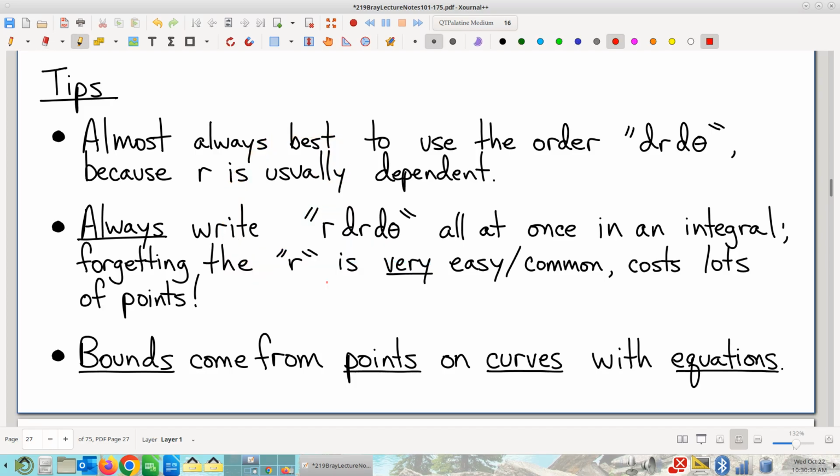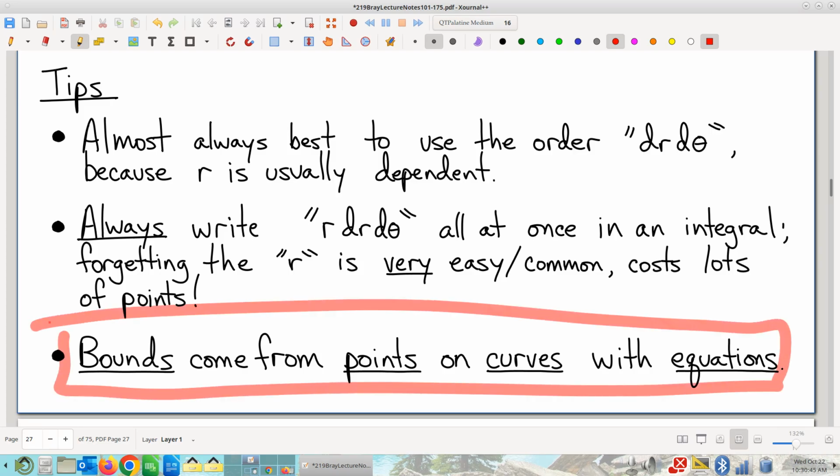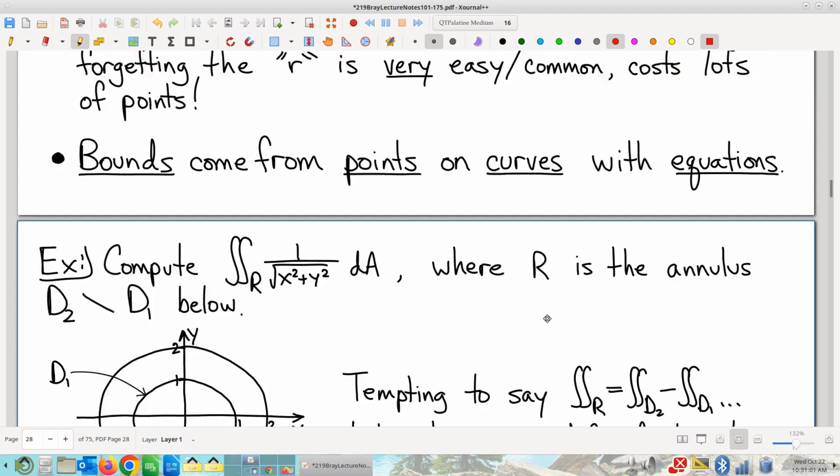You don't have to do it. I can't tell if you did or didn't. But I think you'll find it will reduce whoopsies. Okay, and then again, this is, as always, think about, when you're looking at particular bounds, there's a relevant point that represents what that bound comes from. That point will be on a curve. That curve will have an equation. In that equation, you solve for your bound. Okay, just like everything else we've ever done.